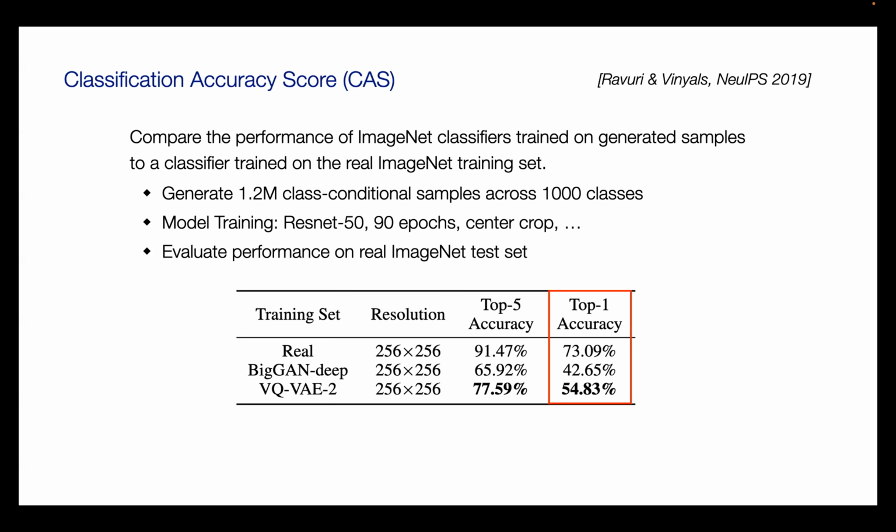And in particular, looking at top one accuracy, a ResNet 50 at the time trained on real data attained a top one accuracy of about 73%. VQ-VAE2, and I think it was just a minute. And BigGAN significantly underperformed. And you can see this if you look at accuracies class by class.